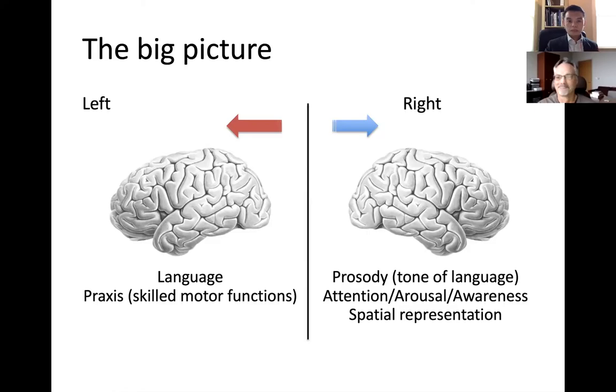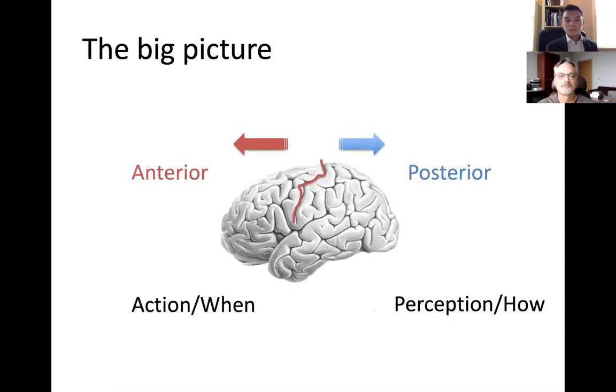So we talked about left versus right. The next one we like to think about is anterior versus posterior. For me, the easiest way to think about it is action, anterior, versus perception, posterior. You can also think of the anterior part of the brain as the "when" pathway, and the posterior part as the "how" part of the brain.